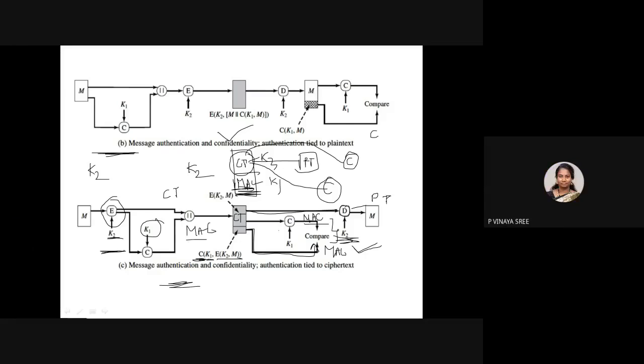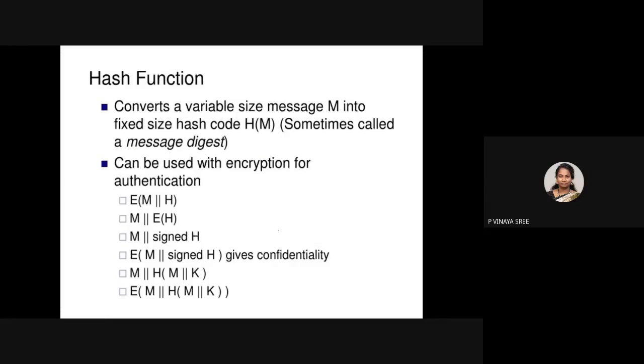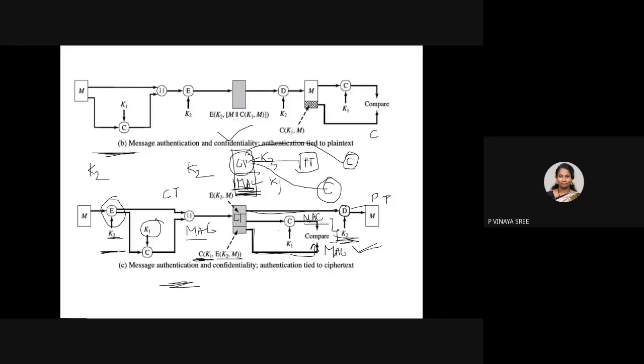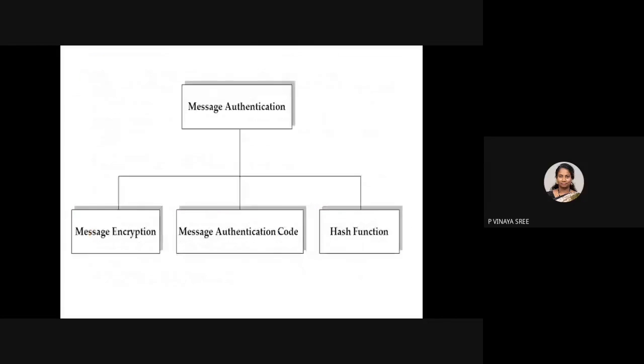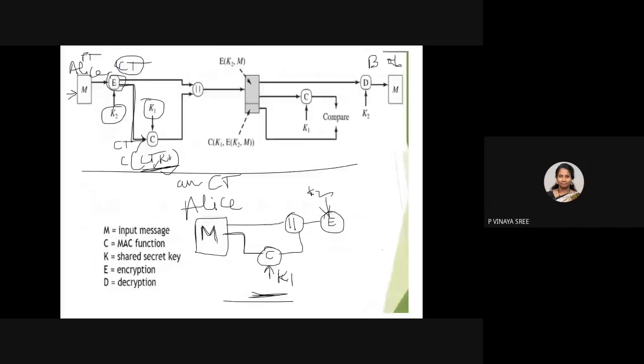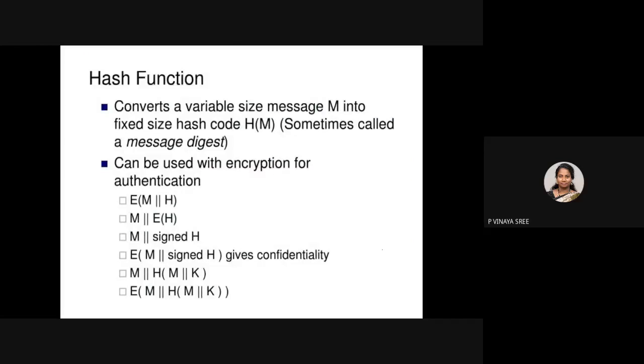Yes, ma'am. Okay. So let me go to hash function. For providing message authentication, we have completed message encryption and message authentication code. Next one is hash function. A hash function converts a variable size message M into a fixed size hash code. It can be used with encryption for authentication.